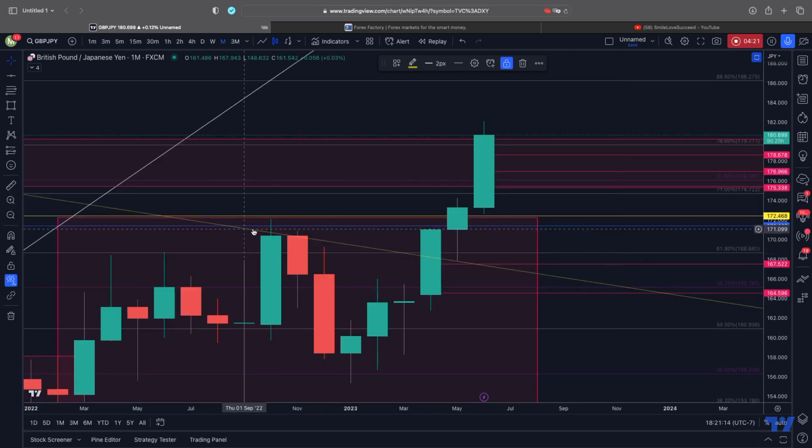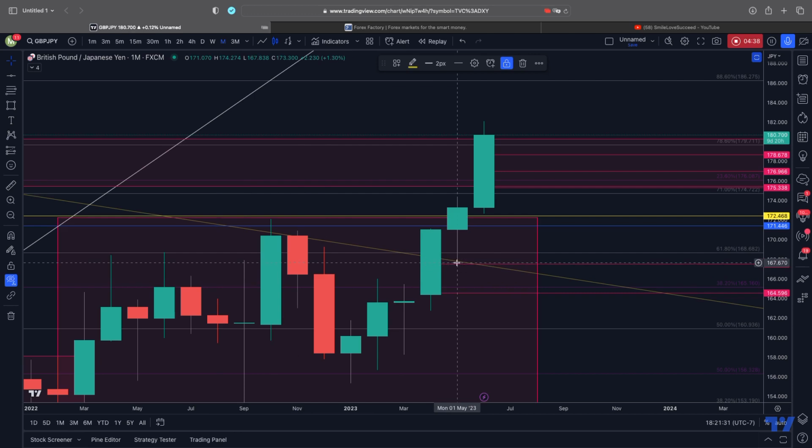So this was our downtrend line from 2007. We broke out and closed above at a high of 171.162, closing at 170.070. And then we had a retest. Look how perfect this is on my line.